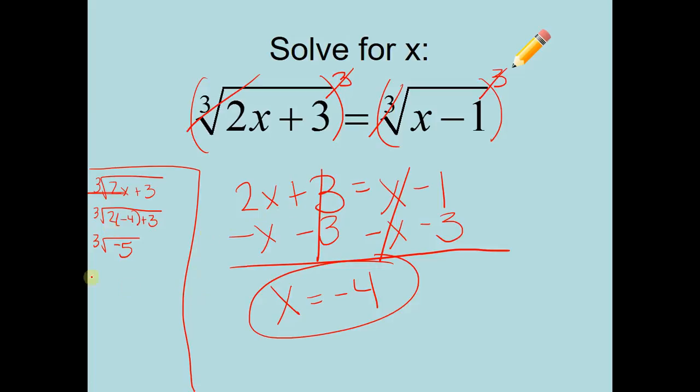Now, let's plug it into the other side. So I have the cube root of x, which is negative 4, minus 1. So that would be the cube root of negative 5. Well, these are equal to one another. So it does work. Negative 4 is, in fact, my answer.